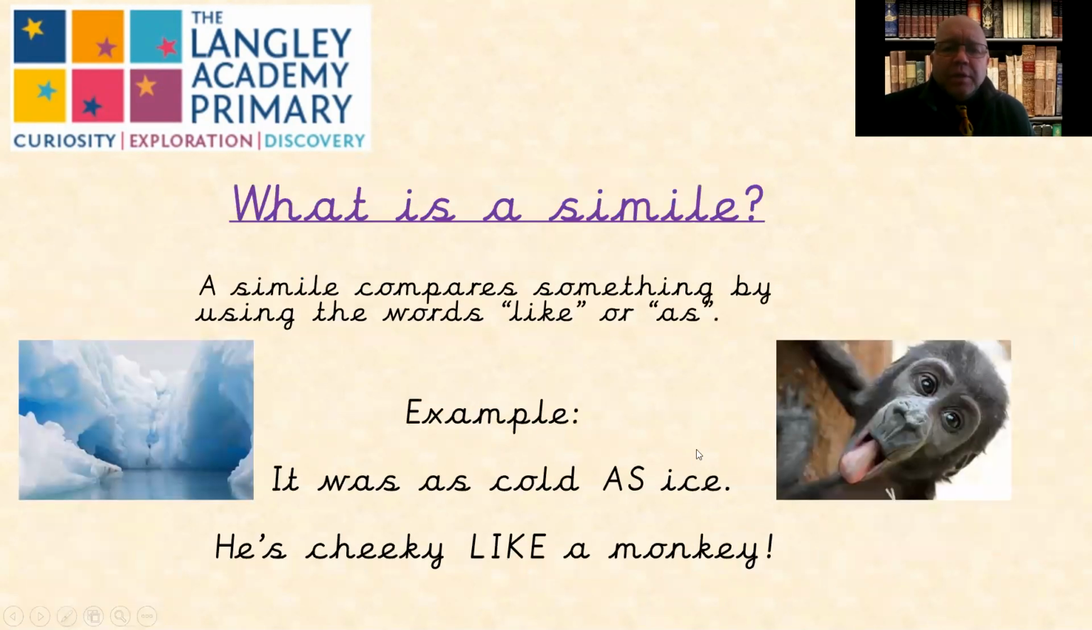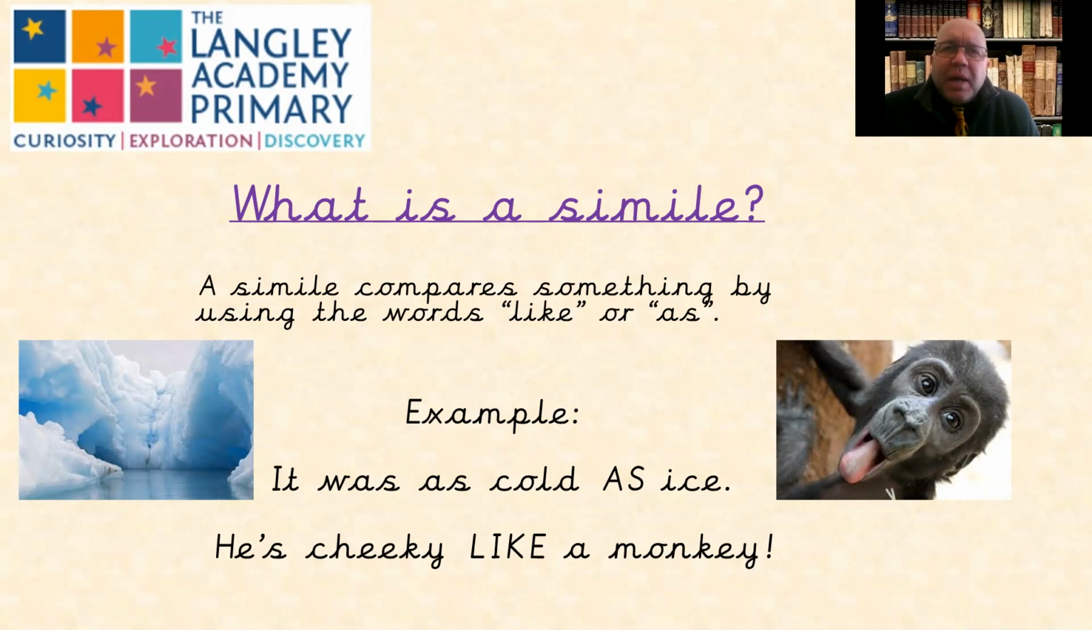Okay, so what exactly is a simile? Well, it compares something by using words like or as. So comparing one thing to another. Again, this idea of creating a better understanding, a better visual for the reader, so they understand exactly what you're talking about. So a couple of examples, we've got, it was as cold as ice. He's cheeky like a monkey. So those like or as phrases.